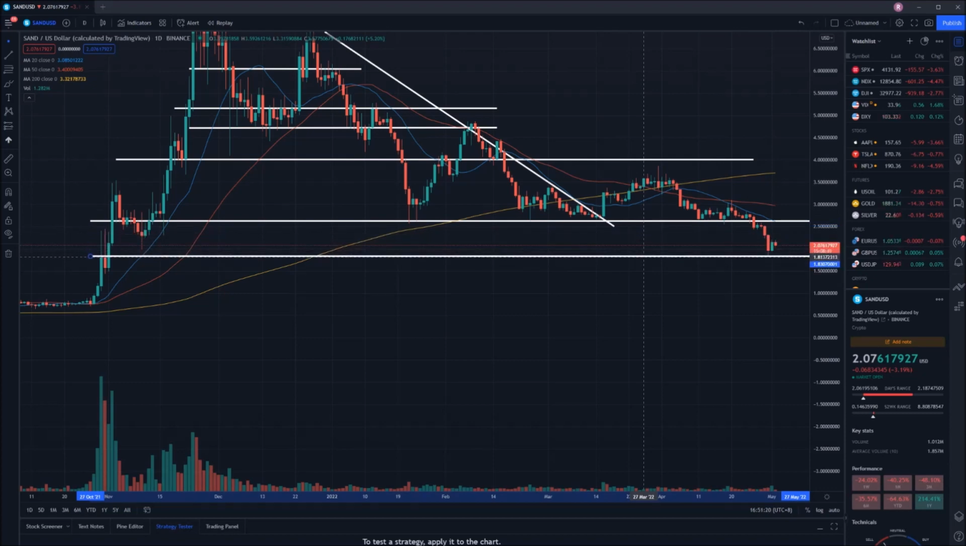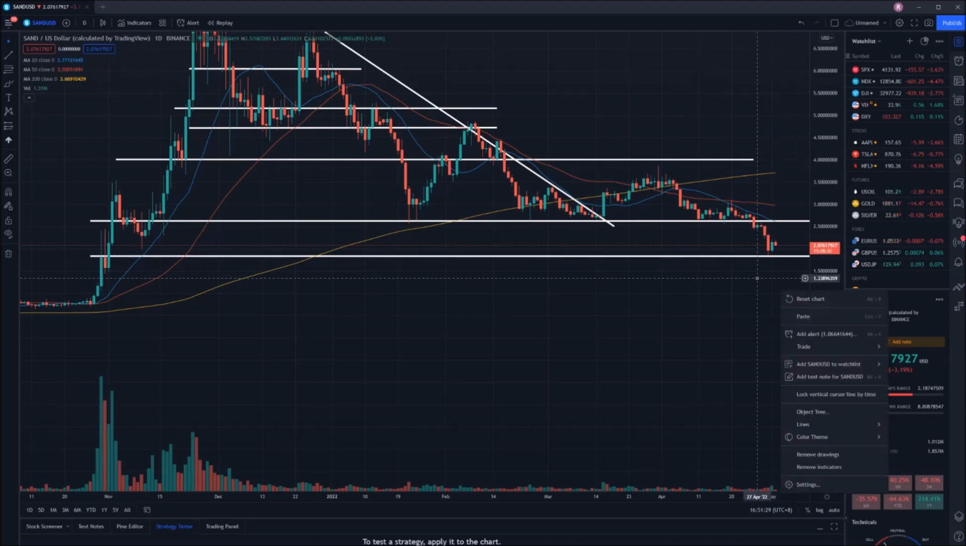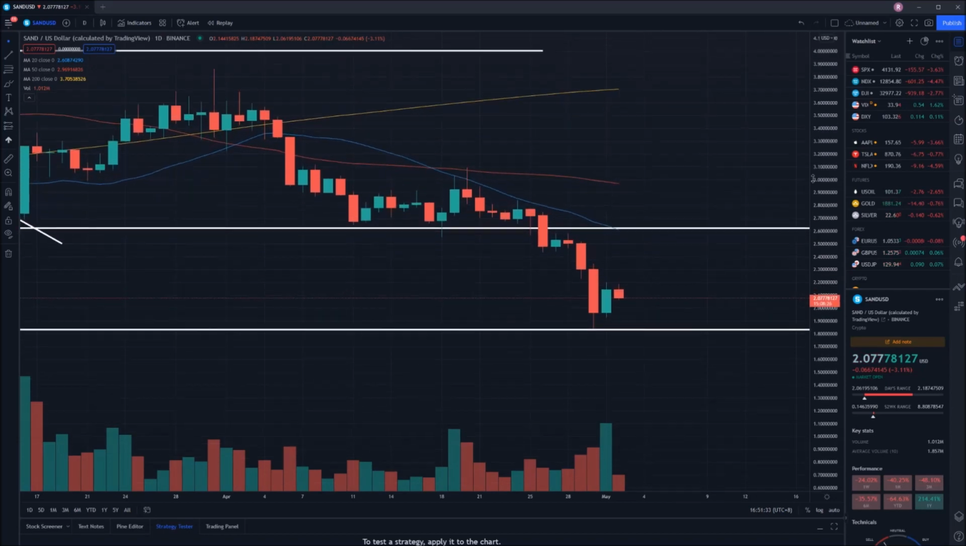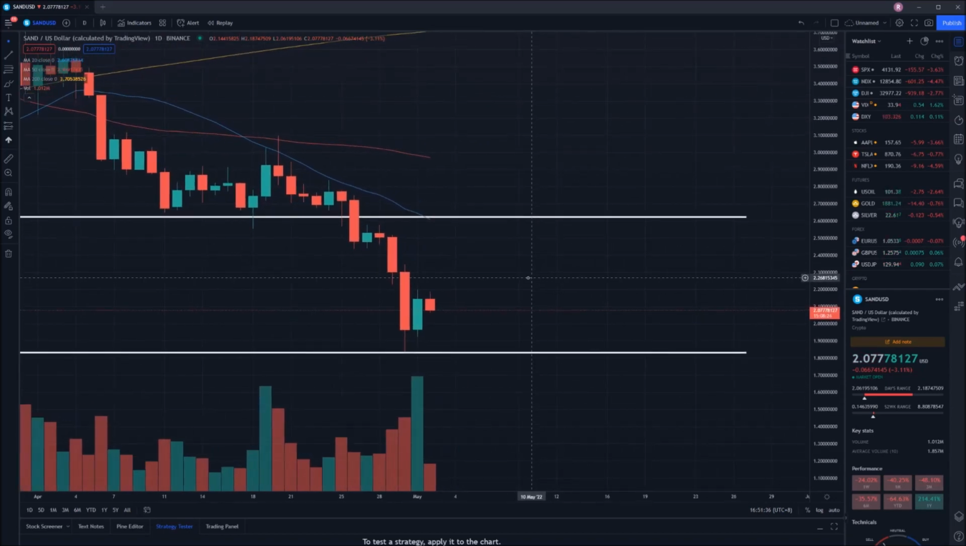Now, right here where we've bounced is our major point of support. You can see that it was a breakout point over here and a consolidation point, and now that is sort of where we're bouncing off of. So as we zoom in, basically this is the point we're looking for. We hopefully will see a bit of an upwards movement, but time will tell.